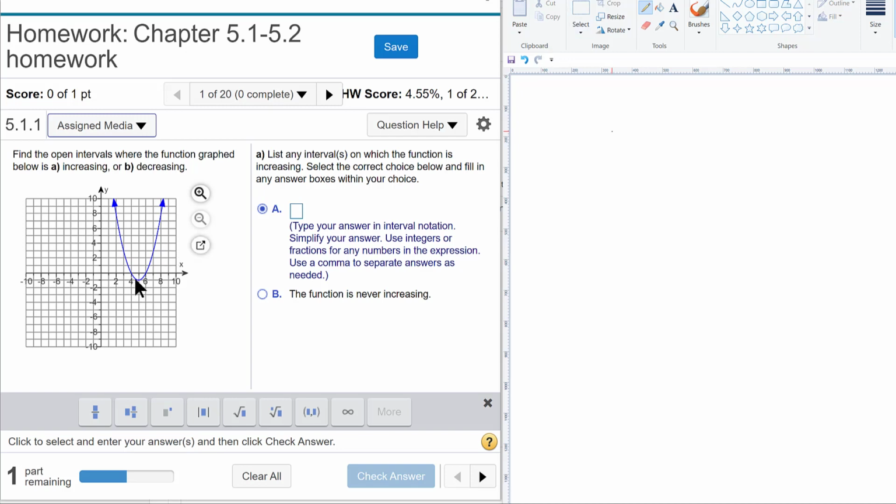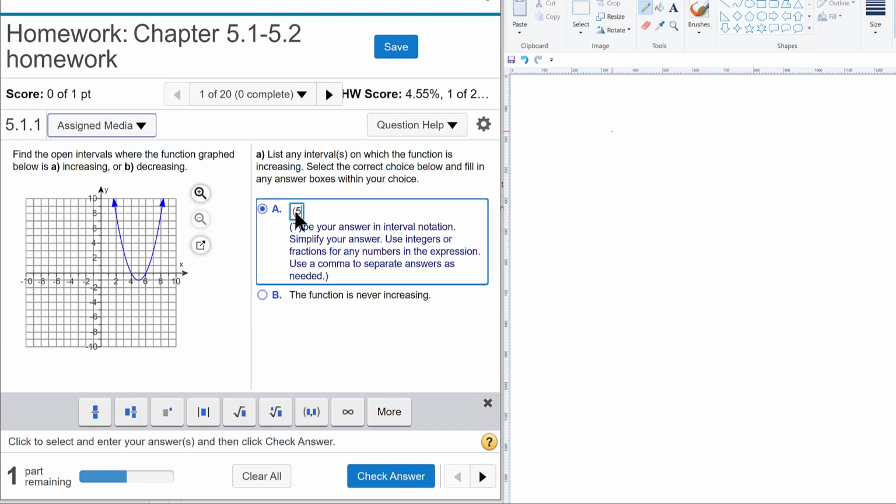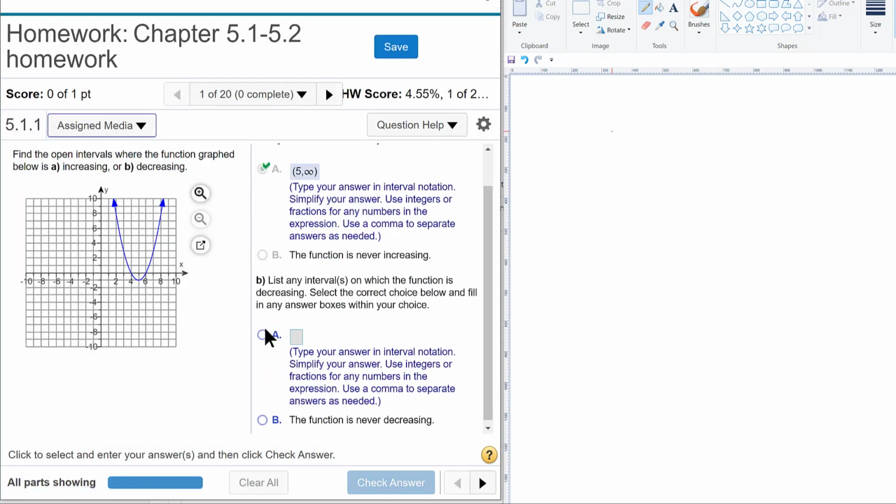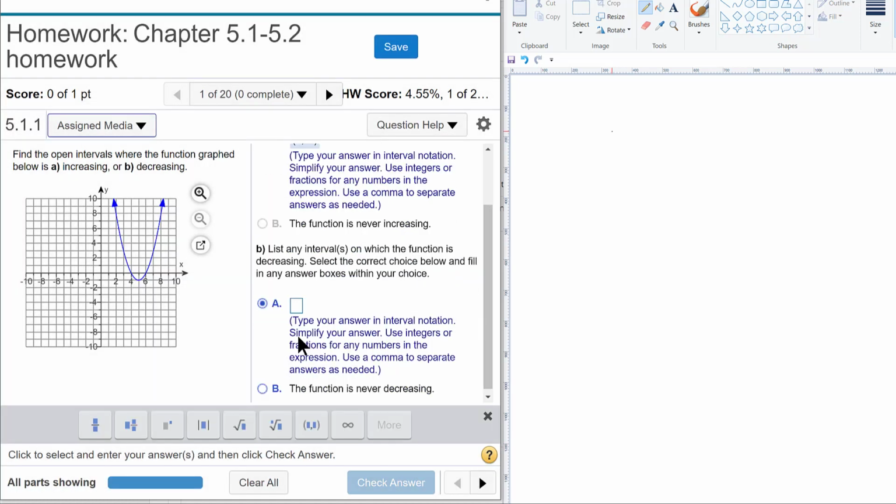So this function is rising starting at 5. These are the Y values, but the X values where it's rising begin at 5 and go to positive infinity. So parentheses 5, infinity. For decreasing, this graph is decreasing. The Y values you can see are dropping here, but the X values are from negative infinity to 5.